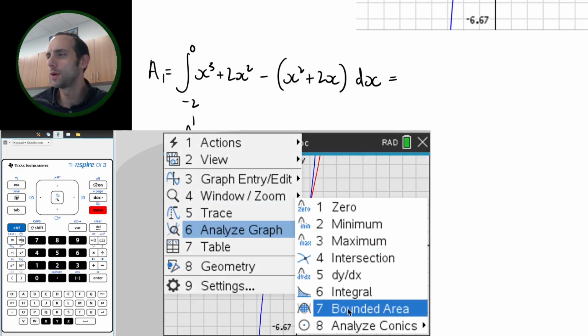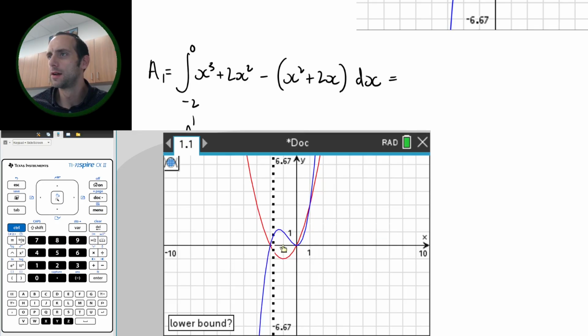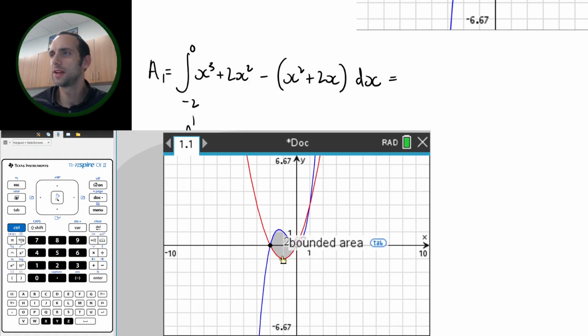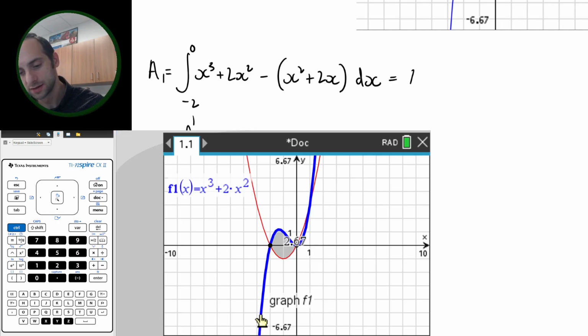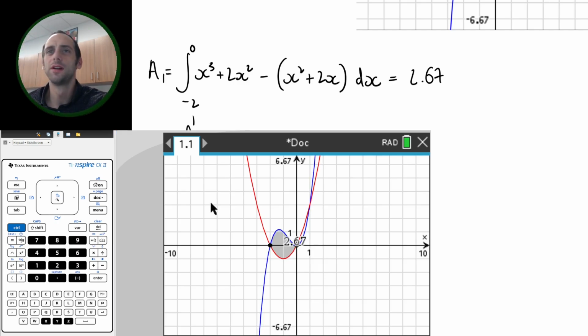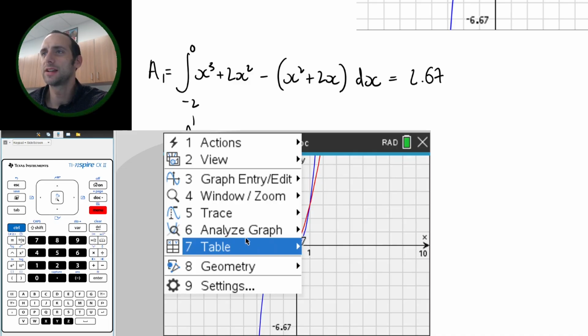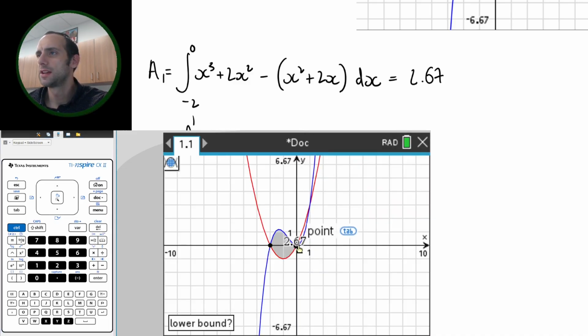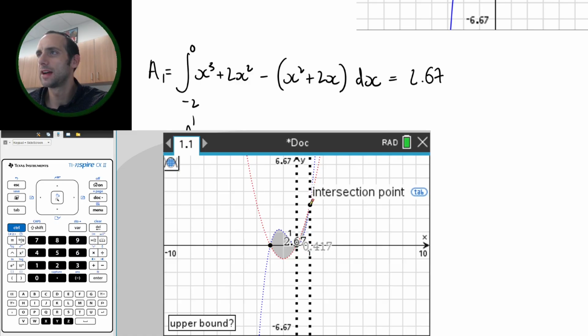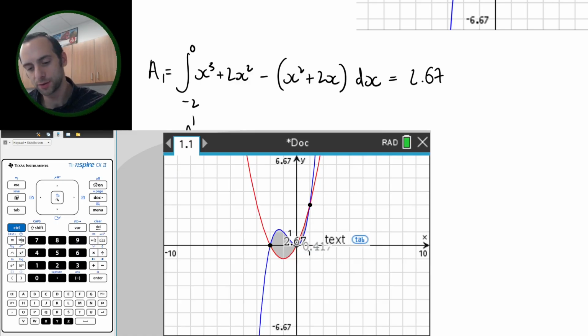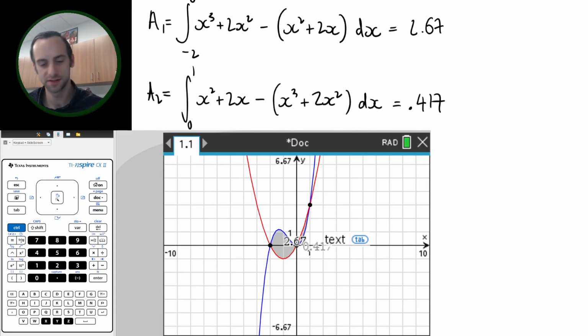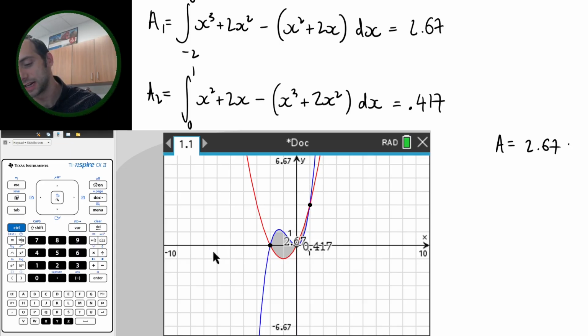We can do two bounded areas here, no problem with that, or we could use the integral template. We're going to click those areas on there. We'll get 2.67 for the first one. We'll run another bounded area calculation to get the little yellow area. And again, the TI-Nspire allows us to click quickly to those intersection points. So we get these two values, and our final value is found by just adding these two together.